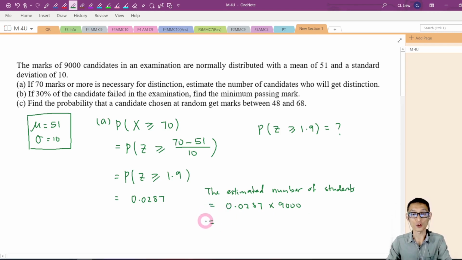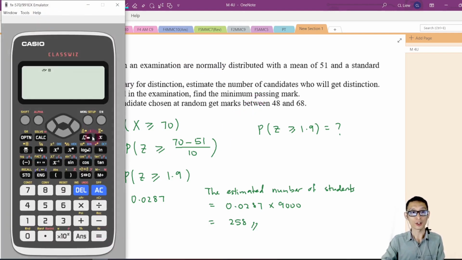Okay, I just round it off to the nearest integer, so it will be 258. This is the way we get the answer for this type of question. Remember, you have to convert it to a Z value first, because the given normal distribution is not a standard normal distribution. Okay, so how do we check the answer using our calculator?